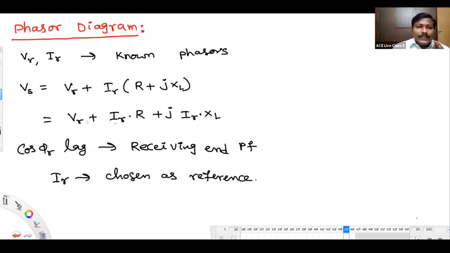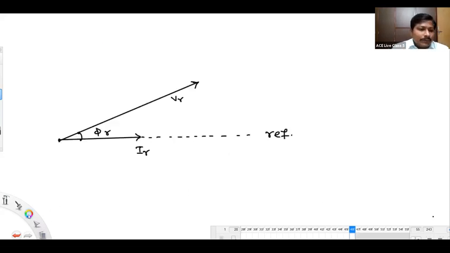Next thing. For this VR phasor, I should add two things. One, IR into R. Next one, J into IR into XL. These two we have to add. So what is the angle of IR into R? The angle of IR into R will be the angle of IR only. So I will show that IR into R in this manner.